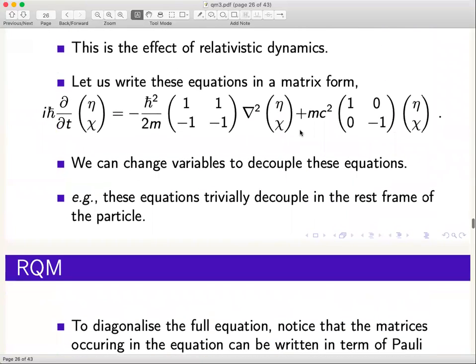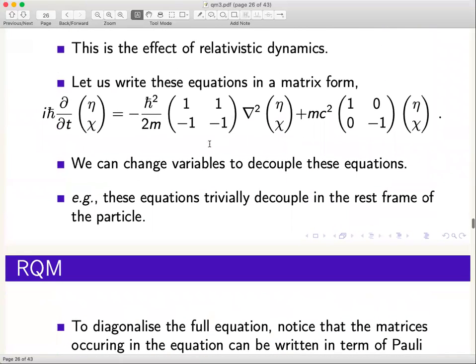So what we want to do is to try diagonalizing these two matrices, this 1, 1, -1, -1 matrix. And while diagonalizing this, we have to ensure that this doesn't become off diagonal. So in that sense, you have to find a coordinate system in which both the matrices remain diagonal.